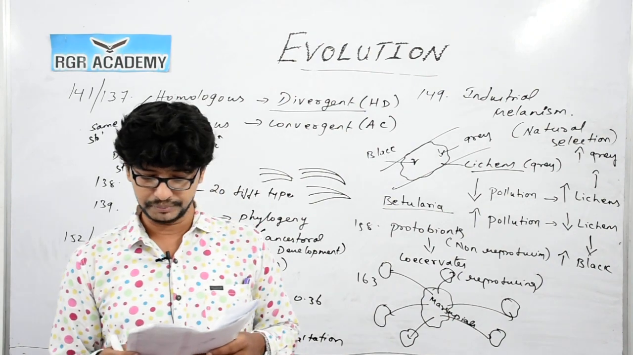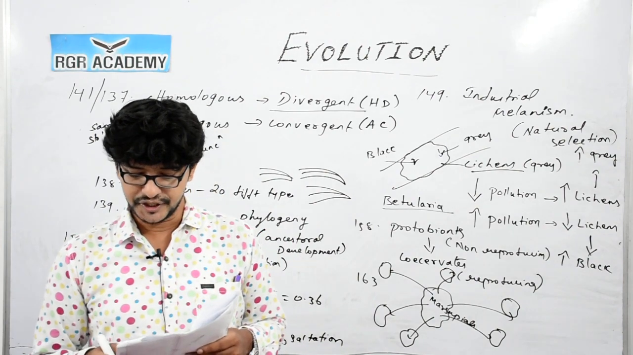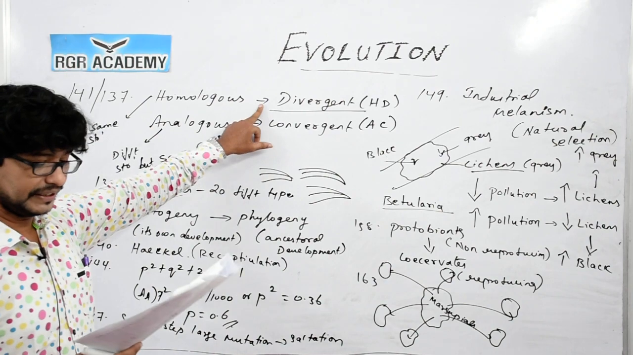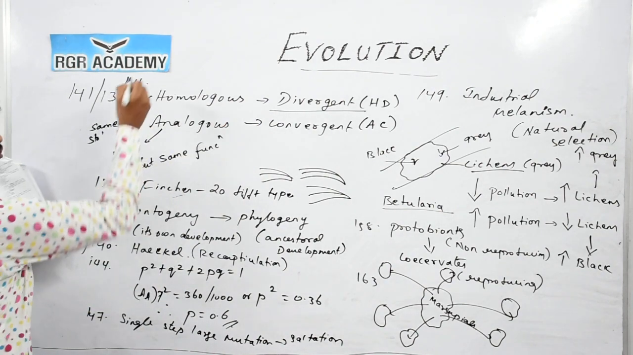For question number 164, an evolutionary pattern observed in common ancestors which enables them to occupy diverse habitats is called divergent evolution. We have already done the common ancestors. So this is for question number 164 as well.